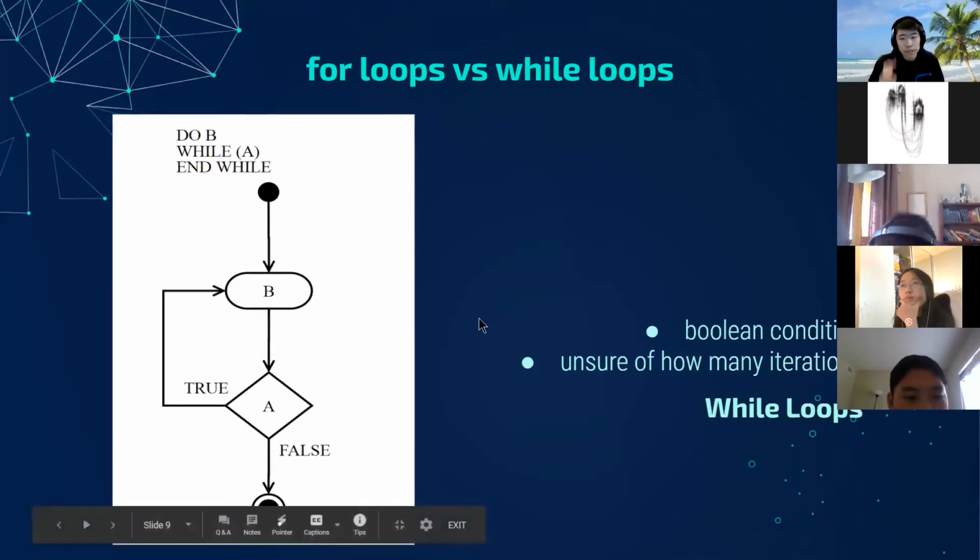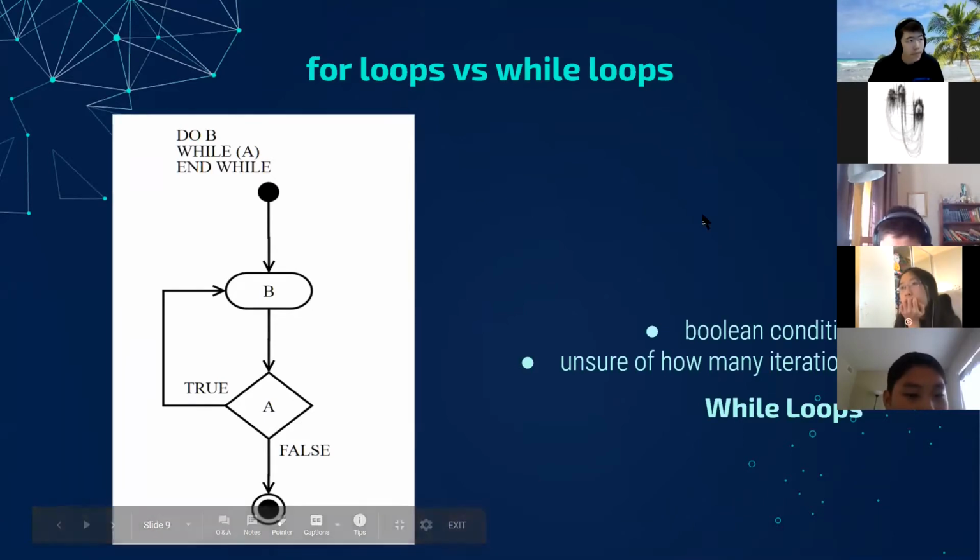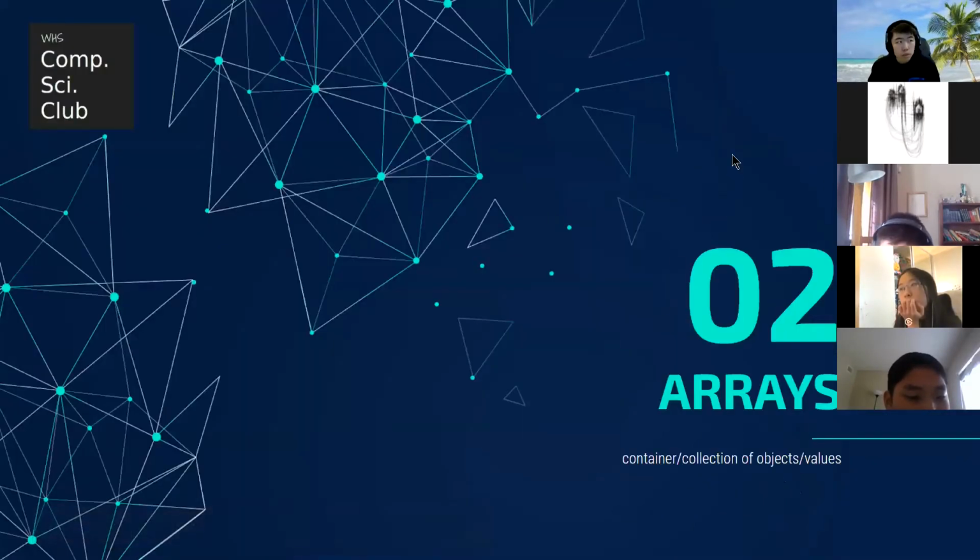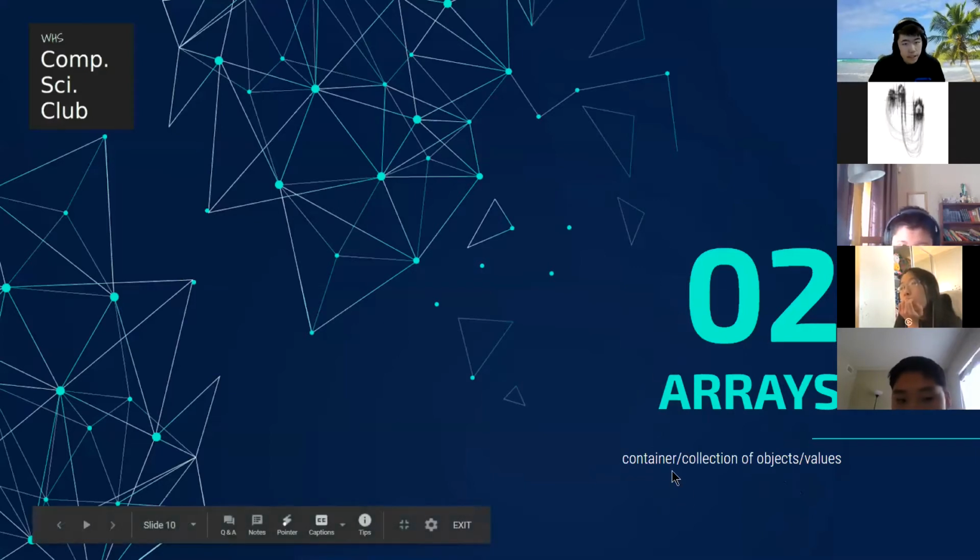These are two pretty important concepts, I'd say, and you see these loops very often the more you program. And so I'm going to go right into arrays. So arrays are also important. They're almost just as important, if not more important. They're basically a container or collection of objects or values.